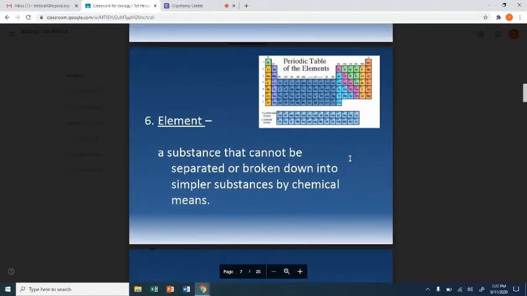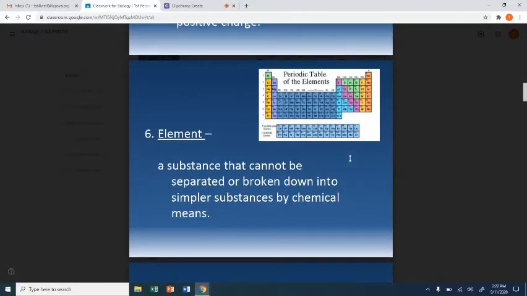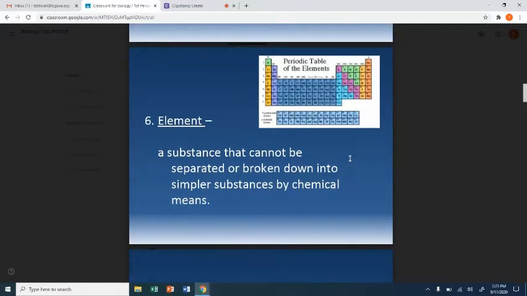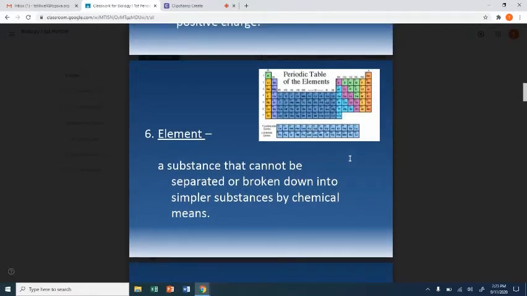An element is a substance that cannot be separated or broken down into simpler substances by chemical means. This means that in a normal environment, we cannot break down elements into simpler substances, into their atoms. Okay? We can in labs, but it is difficult. It does take a lot of work. Okay?